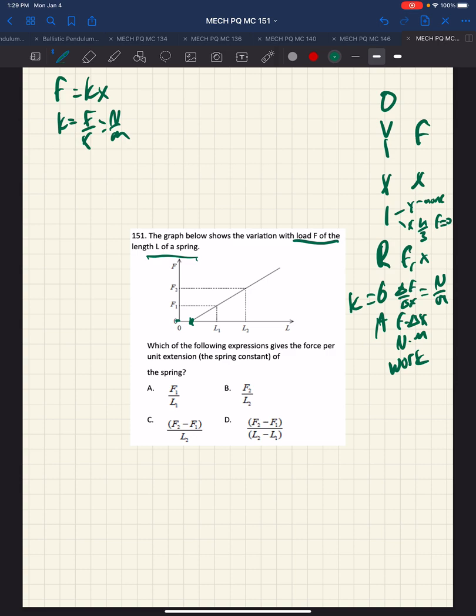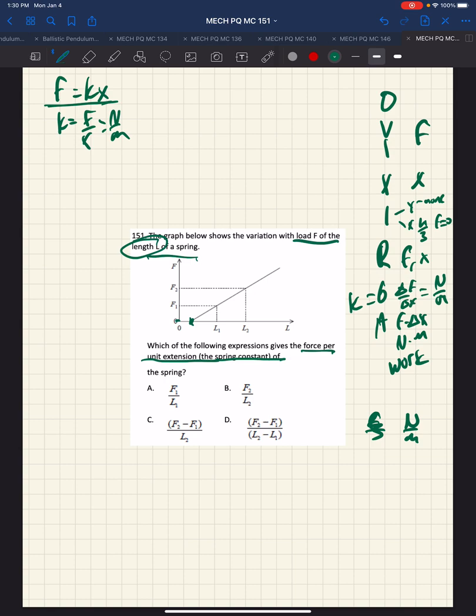Which of the following gives the force per unit extension? So the force per meter, the newtons per meter. Well, the newtons per meter in this case is the slope when we have a y-intercept equal to 0. Because x is elongation, not the length of the spring.